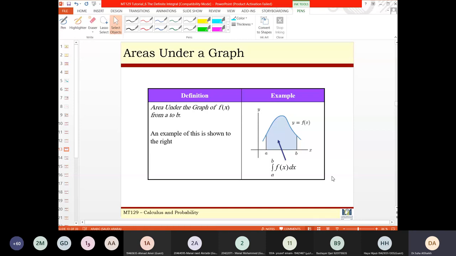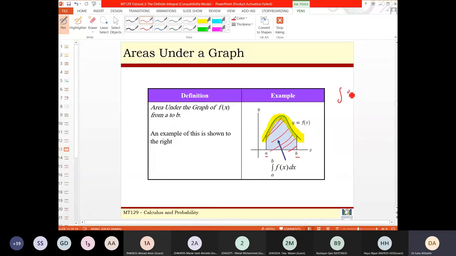A second important, or actually the most important, application of the integration is the area under a graph. Have a look at the area under the graph of f of x. This is your curve, f of x. The area under the curve from a point A to a point B, xa and xb, is equal to the integration of the function from a point A to a point B.